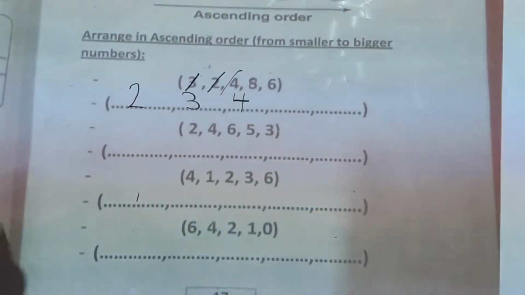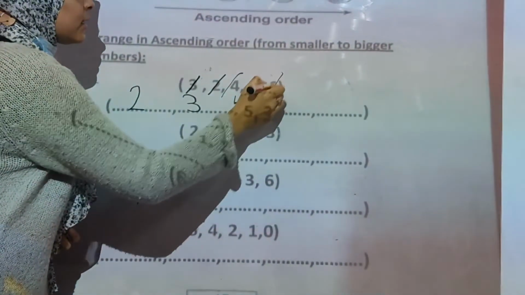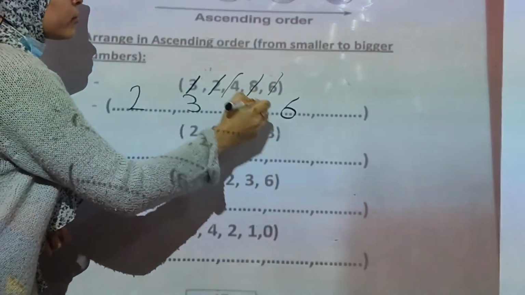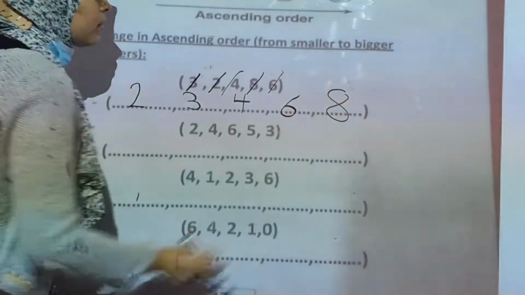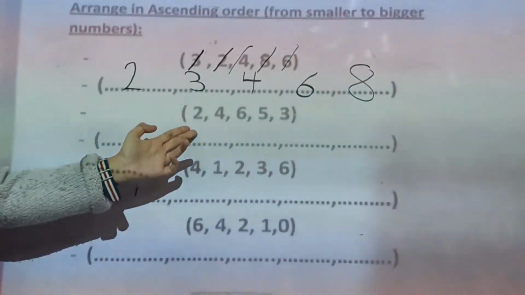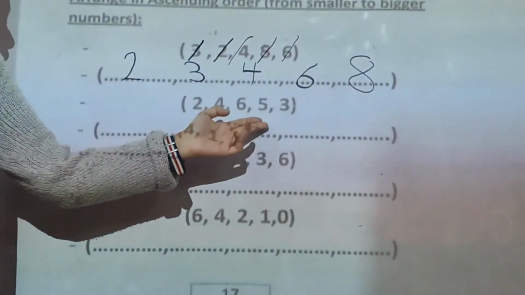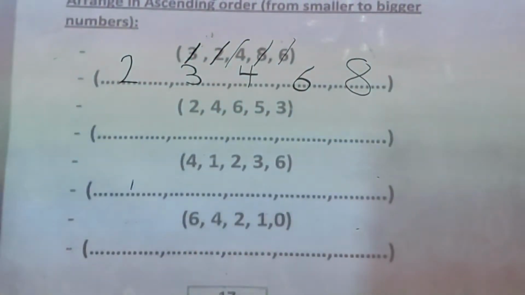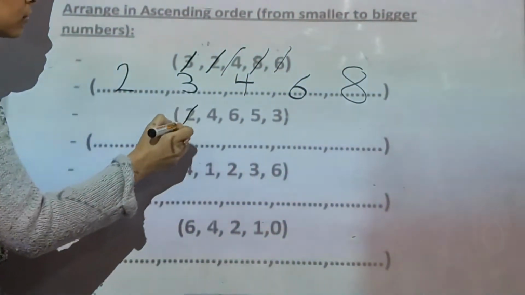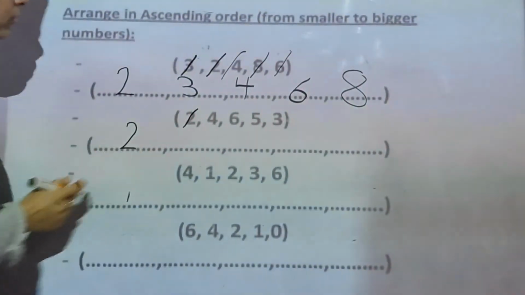And after number 4, number 6. Excellent, KG. And the last number, number 8. Easy? Super easy. Okay, here we have 2, 4, 6, 5, and 3. Which is the smallest number? It's number 2. Very good. Cross number 2 and write it down.